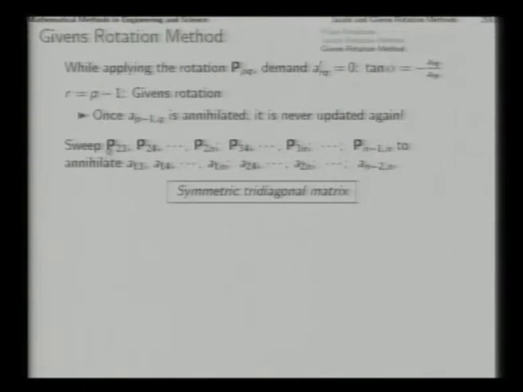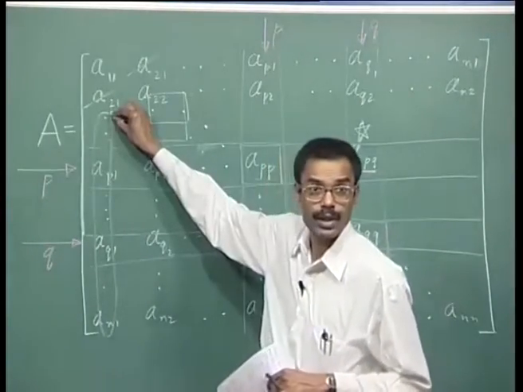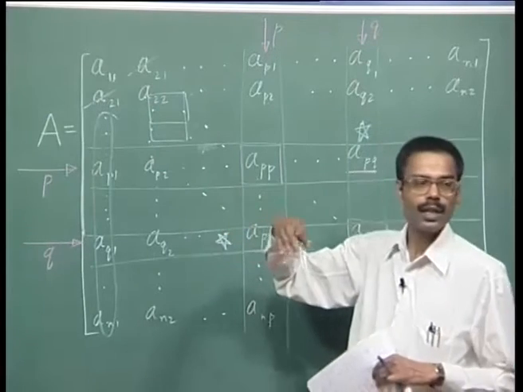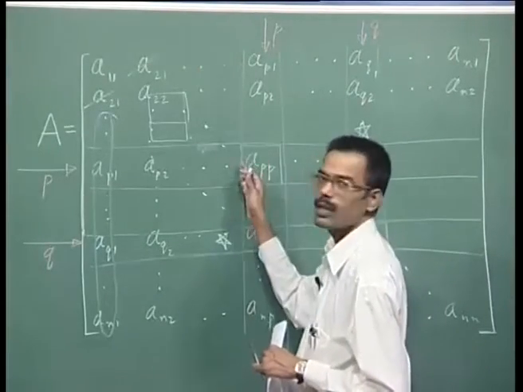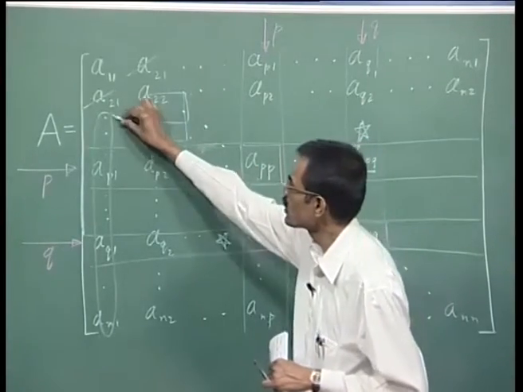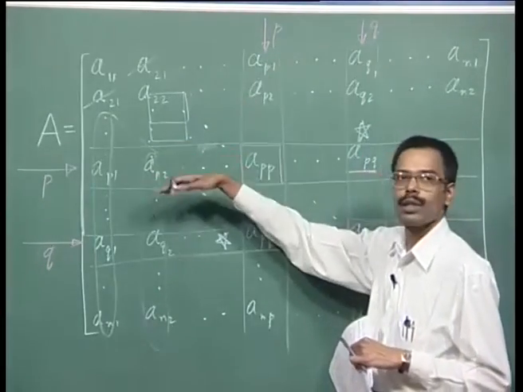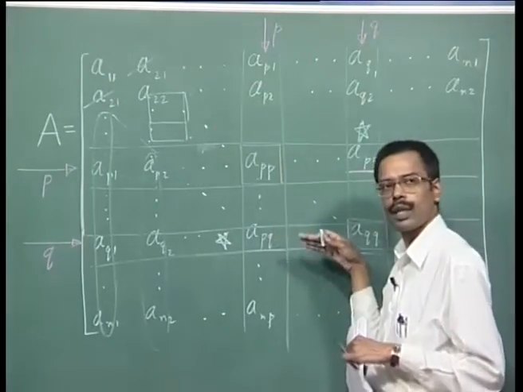So with these Given's rotations P23, P24, etc., we would have made all these zeros which will never be updated again. As you then go to the next Given's rotations, which are P34 to P3n, then you completely move away from here and operate here. So in P34 to P3n, you will be setting these as 0 and so on, and the symmetric nature will ensure that above the super diagonal similar zeros are getting established.